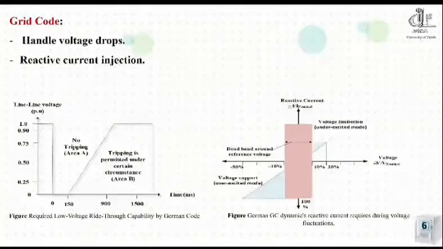And if the voltage falls to area B, as we see here, the renewable energy source will disconnect from the grid. Now, another figure: this figure shows the requirements for dynamic reactive current support.